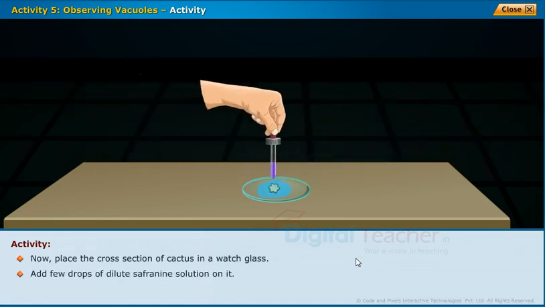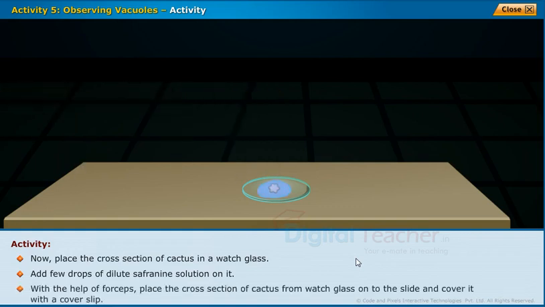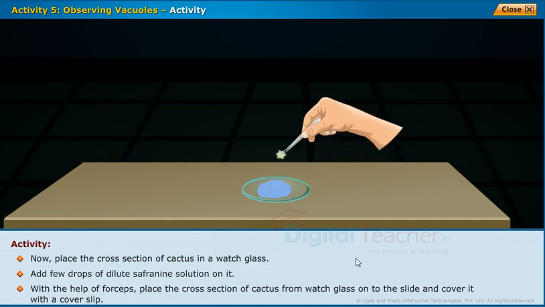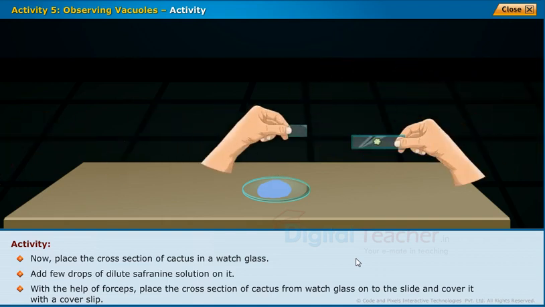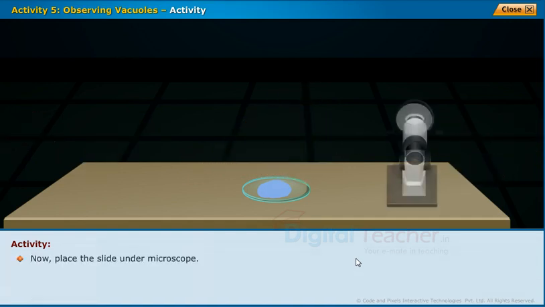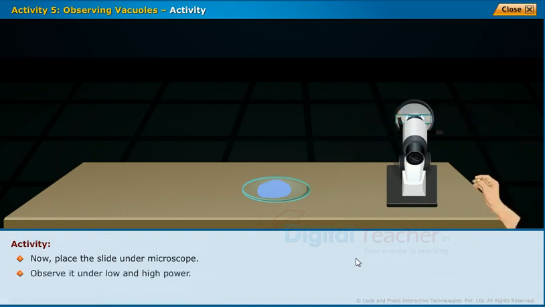Add few drops of dilute safranin solution on it. With the help of forceps, place the cross-section of cactus from the watch glass onto the slide and cover it with a cover slip. Now place the slide under microscope. Observe it under low and high power.